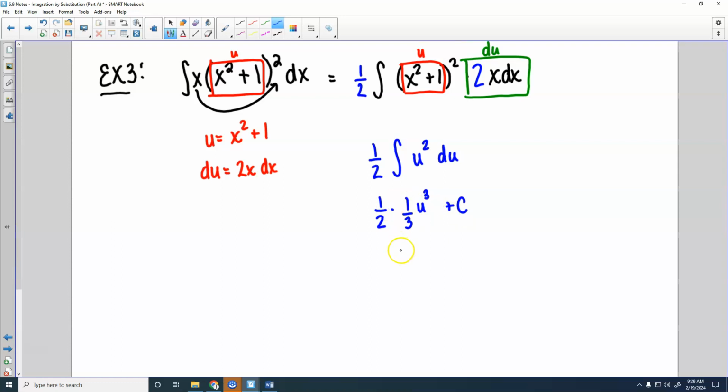So 1/2 times 1/3 will give us 1/6. Let's go ahead and change that u back to our x. So we'll have x squared plus 1, cubed, plus c. Oh, I'm sorry, I forgot it. There we go. Now that's our answer. Whenever you integrate here, you have to increase your exponent by 1 and divide out front by that 3.